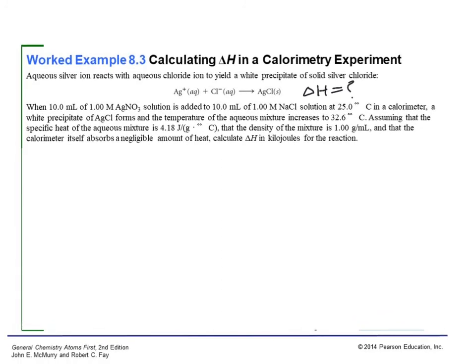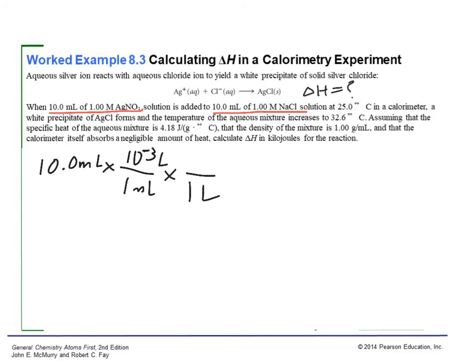We didn't react 1 mole. Instead, we reacted 10 milliliters of a 1 molar solution of silver and 10 milliliters of a 1 molar solution of sodium chloride. Well, 10 milliliters, milliliters cancel out, 10 to the negative third liters, times molar. Remember, molar means 1 liter, and then the number of moles on top.